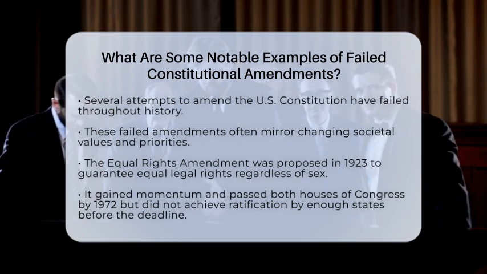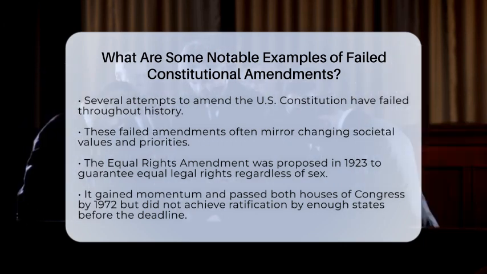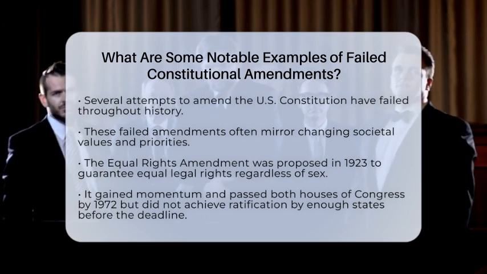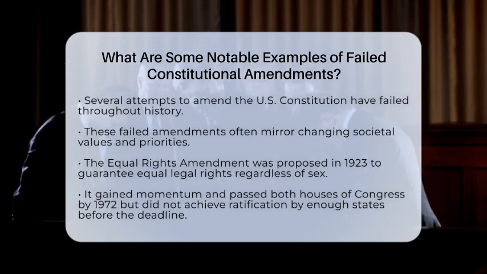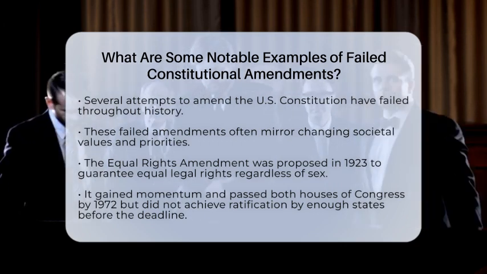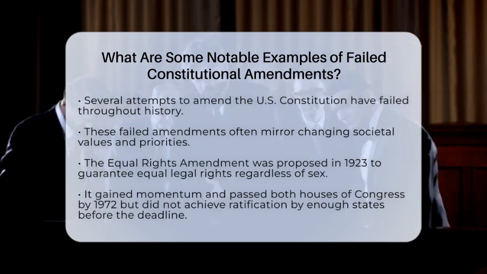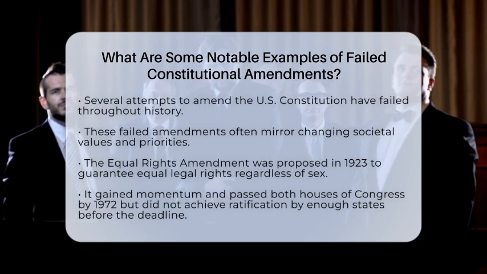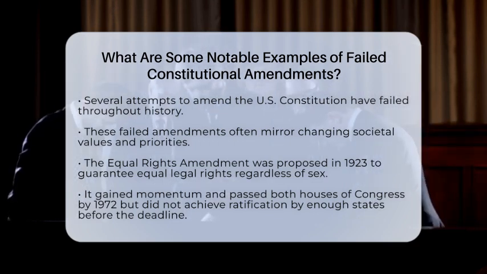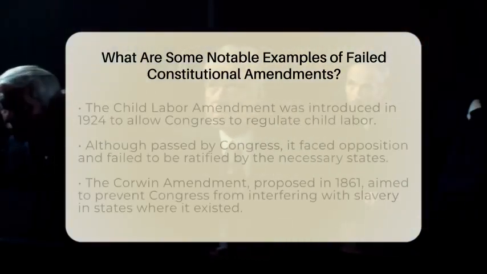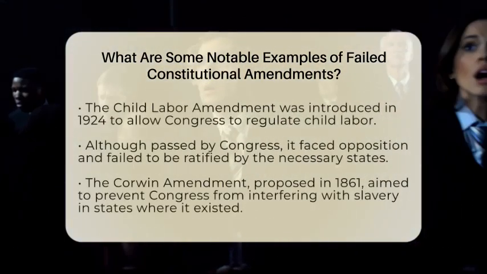One notable example is the Equal Rights Amendment, which was first proposed in 1923 and aimed to guarantee equal legal rights for all American citizens regardless of sex. Despite gaining significant momentum and passing both houses of Congress by 1972, it ultimately fell short of ratification by the required number of states by the deadline set by Congress.